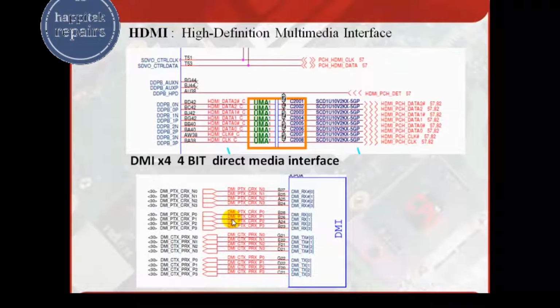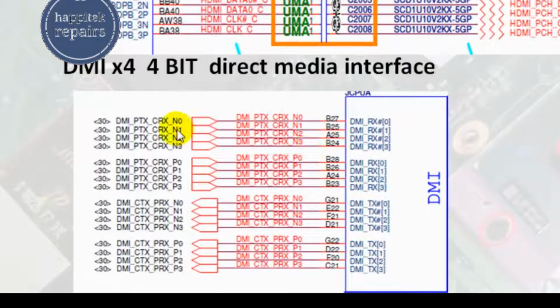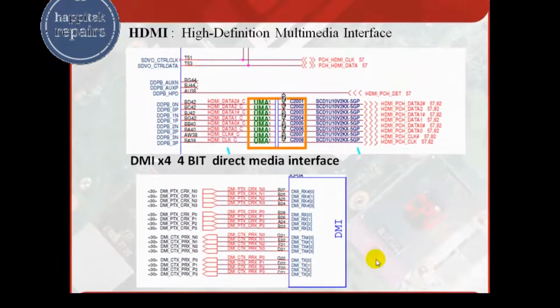These are the connections. HDMI, high definition multimedia interface, will have signals like data 0, data 1, data 2 and clock. These are the main signals. If it is written DMI, direct media interface, it will be something like this: RX 0, 1, 2, 3, with P and N for each, and TX likewise. So DMI RX 1, 2, like this, the DMI connection will be there.